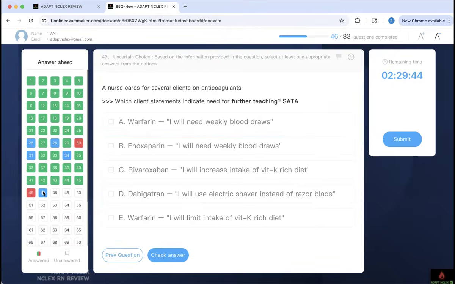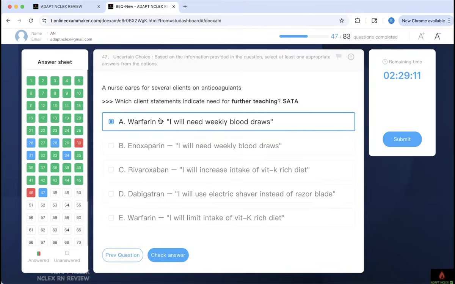Now, we're on pharmacology. What do you think? A nurse cares for several clients on anticoagulation. Which client statement indicates the need for further teaching? Select all that apply. Warfarin, I will need weekly blood draws. Enoxaparin, I will need weekly lab blood draws. Rivaroxaban, I will increase intake of a vitamin K rich diet. Dabigatran, I will use an electric shaver instead of a razor blade. Warfarin, I will limit intake of vitamin K diet. What do you think, if you're teaching a patient on anticoagulation, what should they do? Pick your answer, let me know.